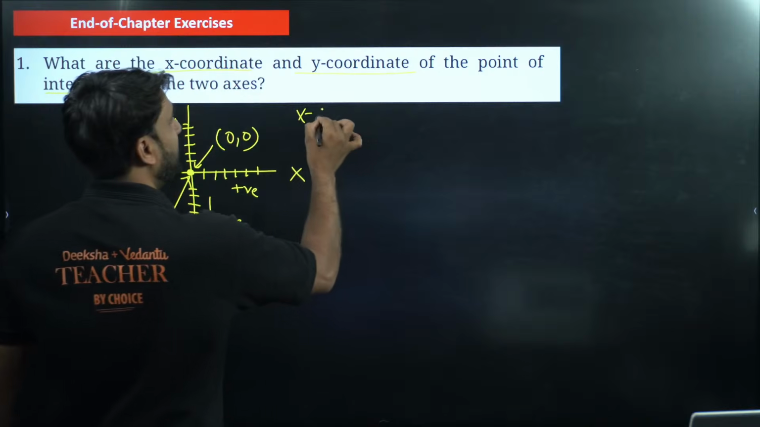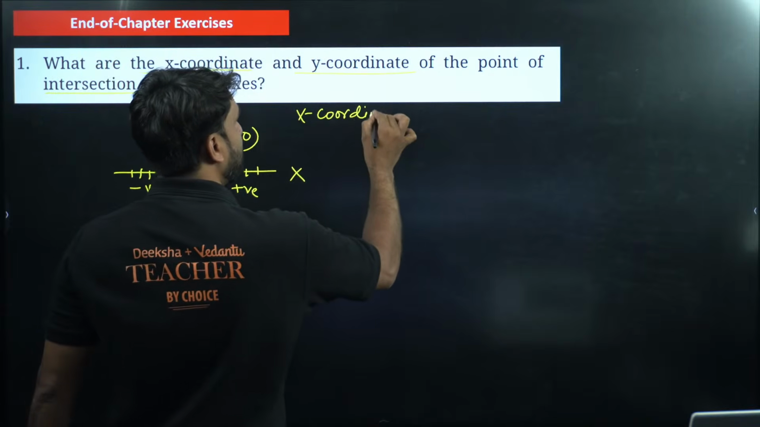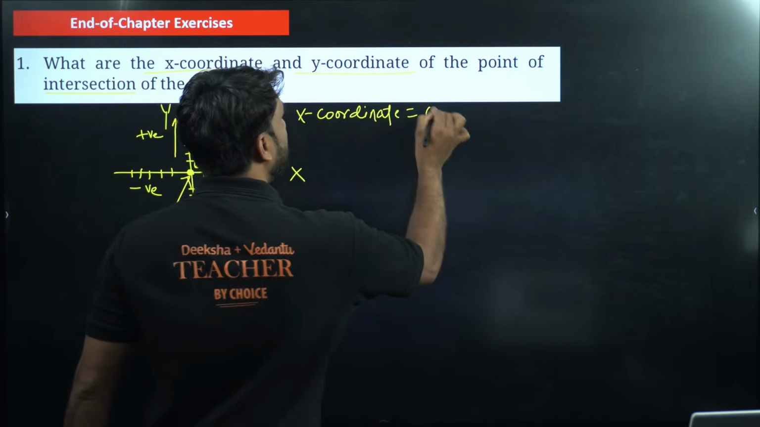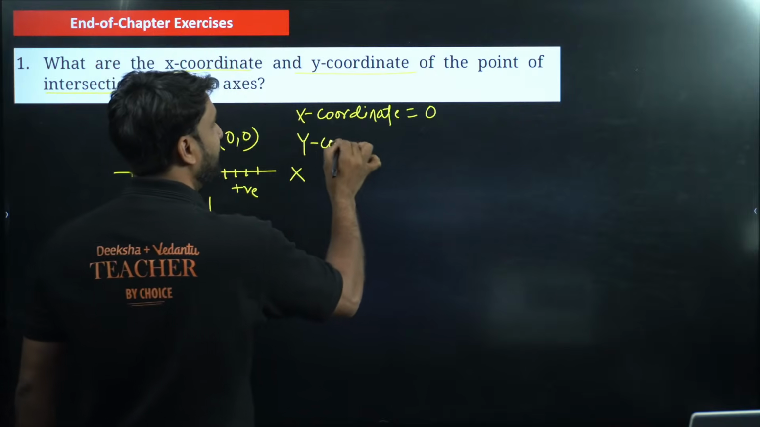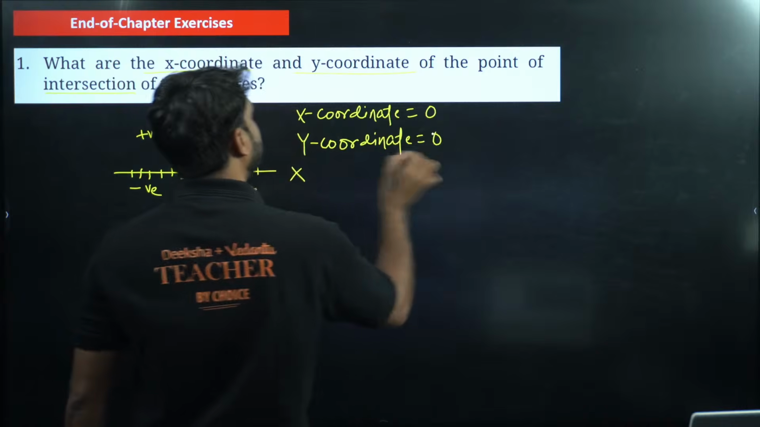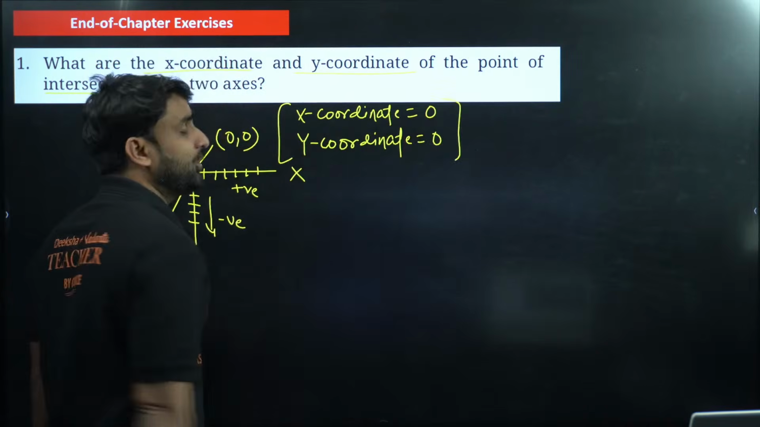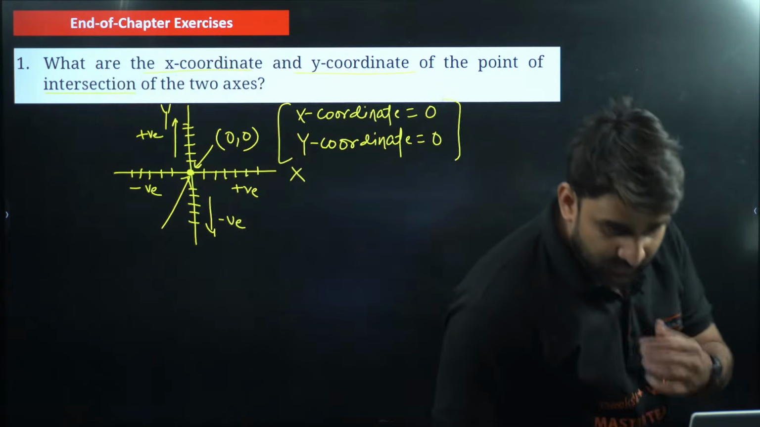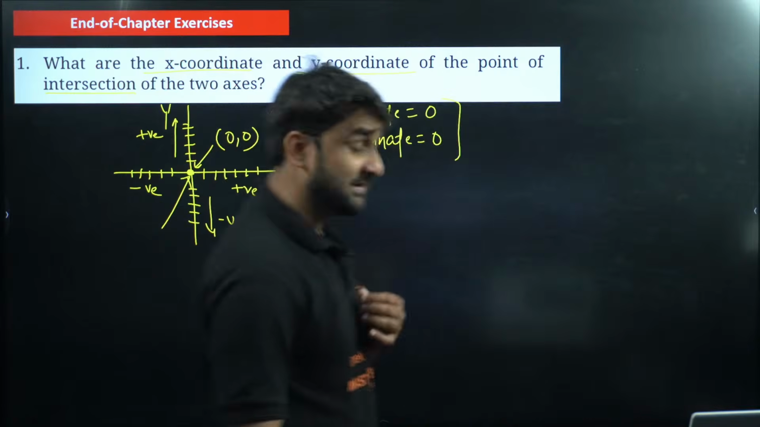So the x coordinate will be 0, and the y coordinate, everyone, the y coordinate is also 0. This is the answer. X coordinate 0 and y coordinate 0. Yes, we understand. Very good. That's called maturity. Very good.